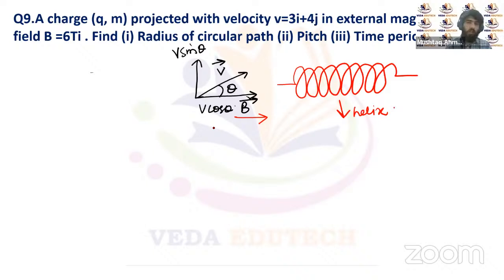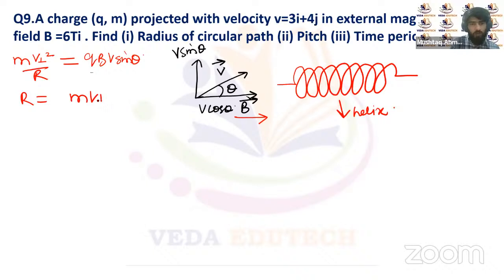Now talking about the time period, or the radius of the circular path. The centripetal force will be m v square upon r. Now, which component is responsible? This is the perpendicular component, so it will be m v perpendicular square upon r, that will be equal to q B v sin theta. So it means the radius will be equal to m v perpendicular upon q B. So this will be the radius of this particle.